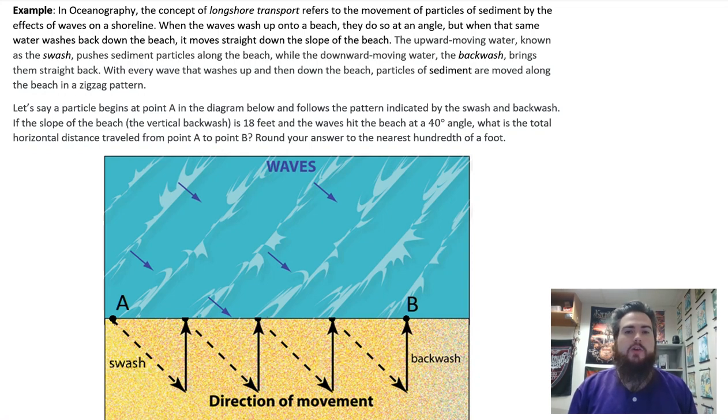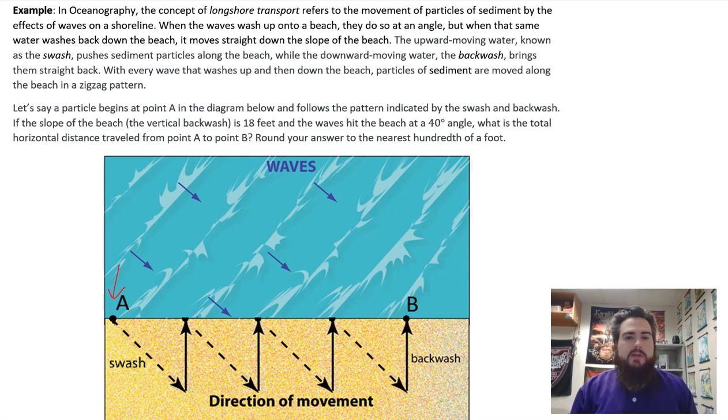With every wave that washes up and then down the beach, particles of sediment are moved along the beach in a zigzag pattern. So we have here that let's say the particle begins at point A in the diagram, down here, and follows the pattern indicated by the swash and backwash, meaning that the particle is following the dotted line towards the shore of the beach, and then back down with the backwash back down the slope of the beach. And it keeps following this pattern over and over and over again. That is longshore transport.